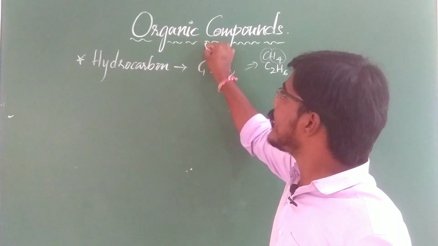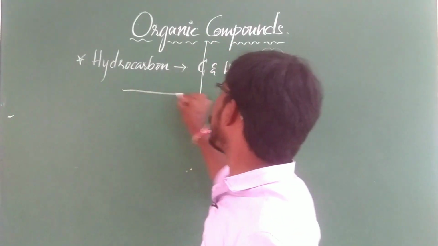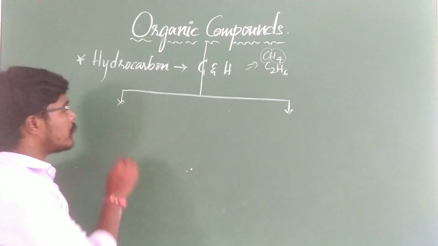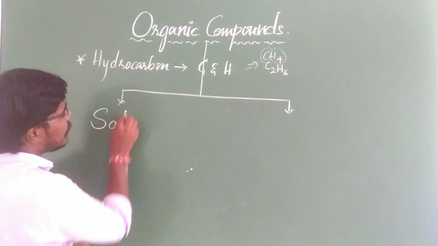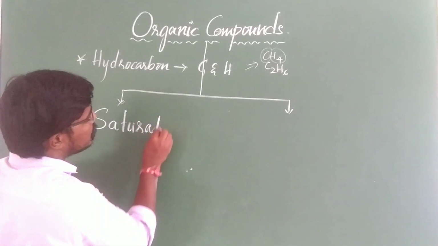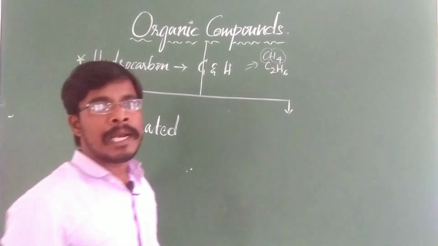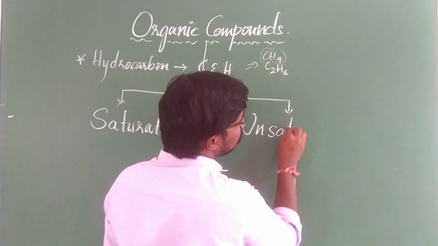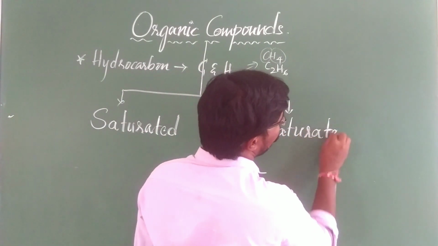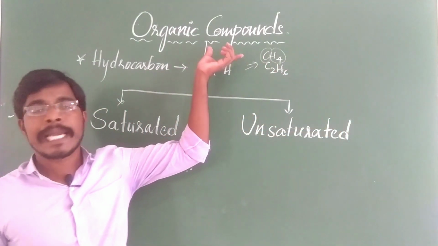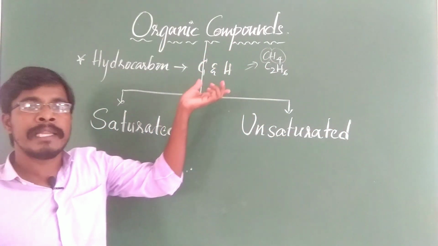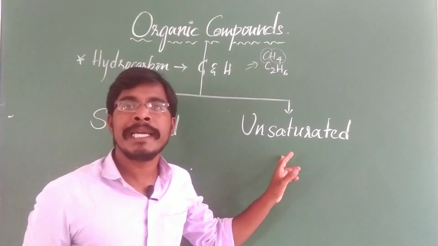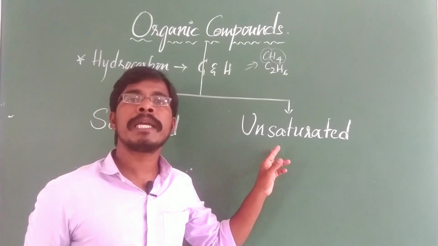Okay, so these organic compounds are again divided. They are classified into two types. The first type is called saturated carbon compounds, and the second type is called unsaturated carbon compounds. So organic compounds have been classified into two types: the first one is saturated and the second one is unsaturated carbon compounds.